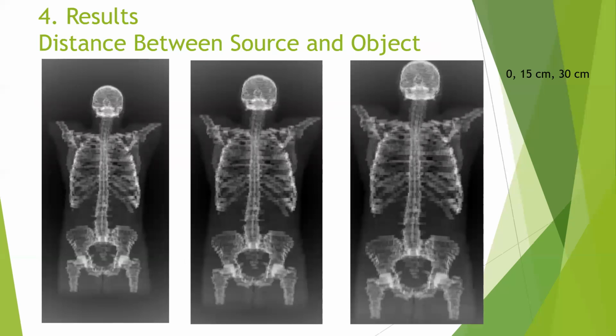So our results. These are the results for investigating the effect of the distance between source and object on the projections. From left to right, we see it for 0 centimeters between the detector and the object, 15 centimeters between the detector and the object, and 30 centimeters. We see that the edge blurring effect increases as the gap increases, and the image becomes magnified.